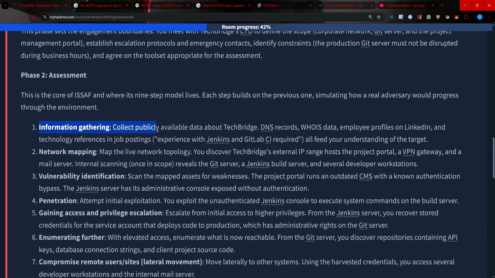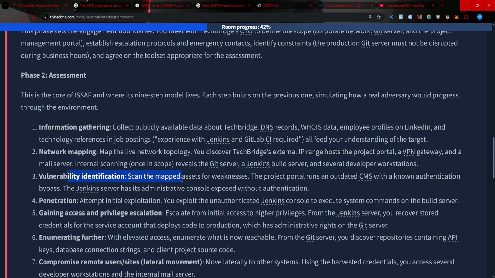Information gathering. Collect the publicly available data about TechBridge: DNS records, WHOIS data, employee profiles on LinkedIn, and technology references in job postings. Experience with Jenkins and GitLab CI required. All feed your understanding of the target. Network mapping. Map the live network topology, your discovered TechBridge external IP range, host and project portal, a VPN gateway, a mail server. Internal scanning, once in scope, reveals the Git server, the Jenkins build server, and several developer workstations.